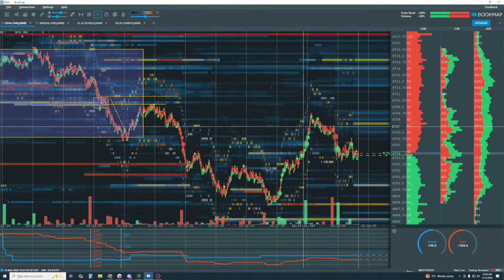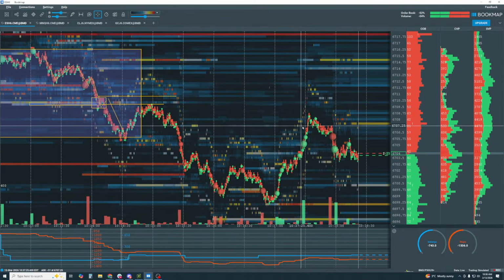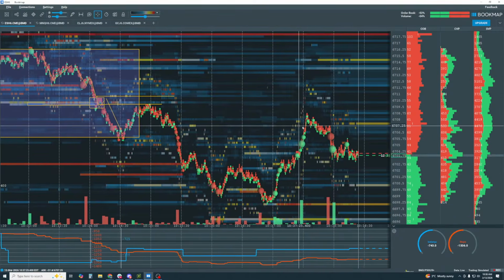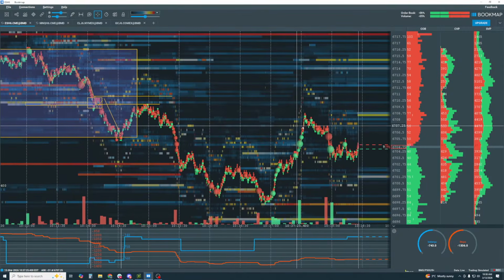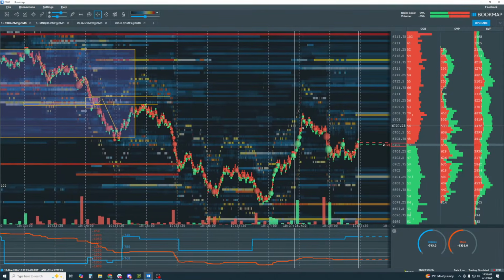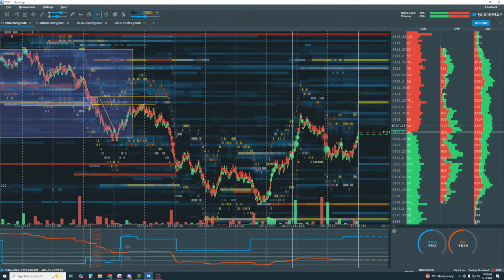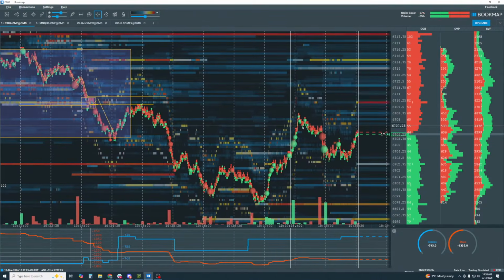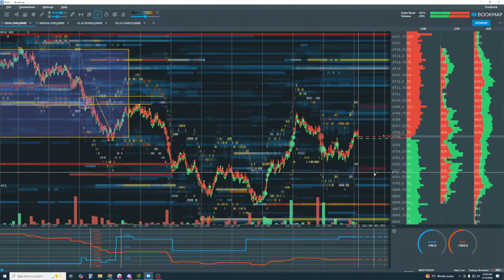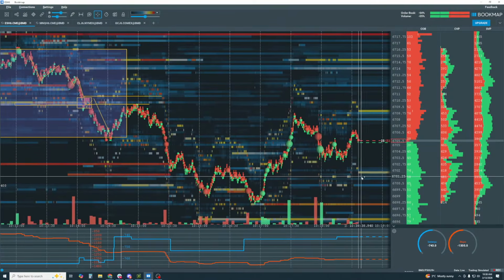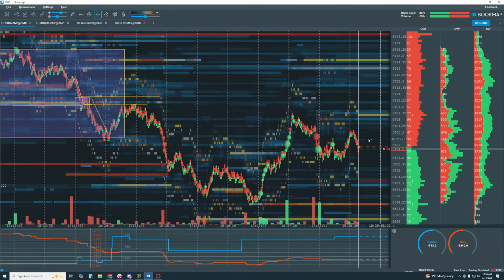This is auction market theory, and this is what I'm talking about is going to be a lot more accurate. You're going to be able to look at and understand low volume pullbacks into low volume, and that's what we want to look for, right?